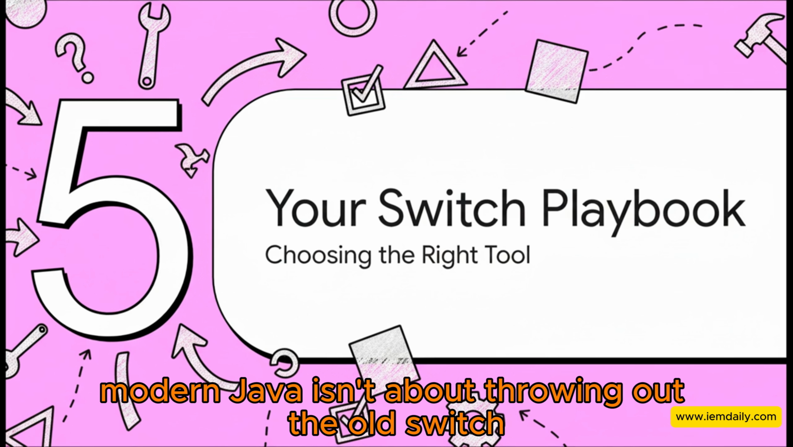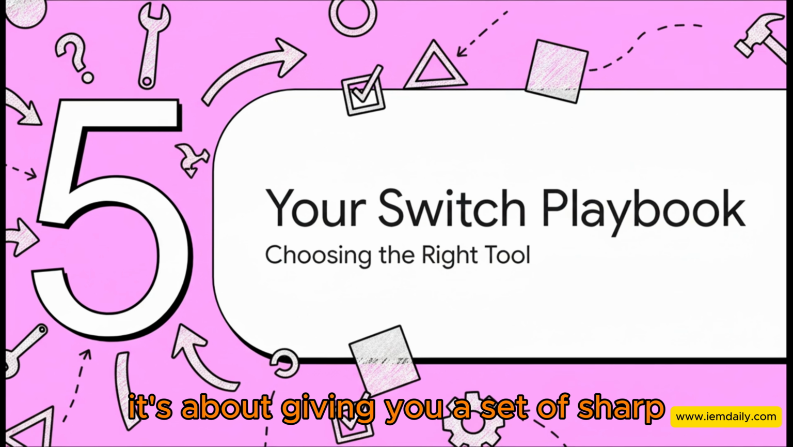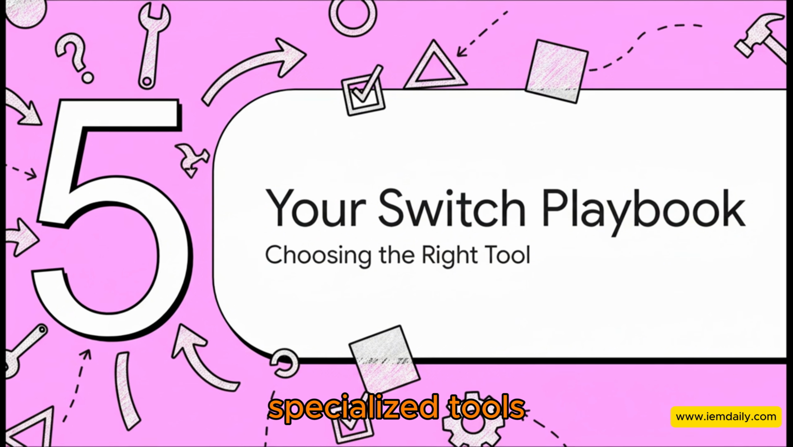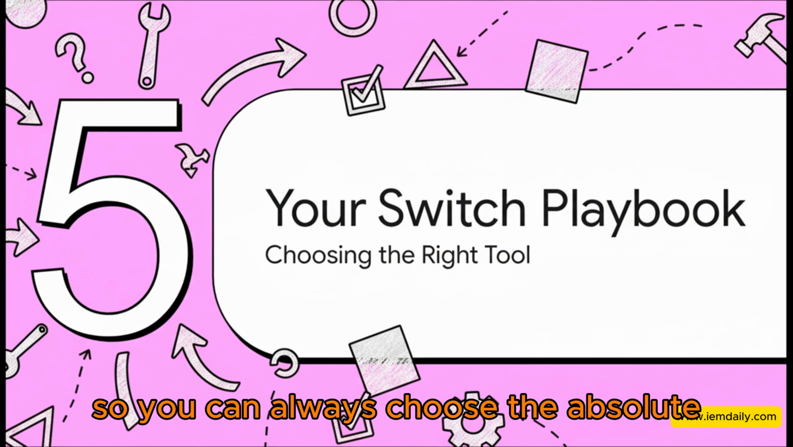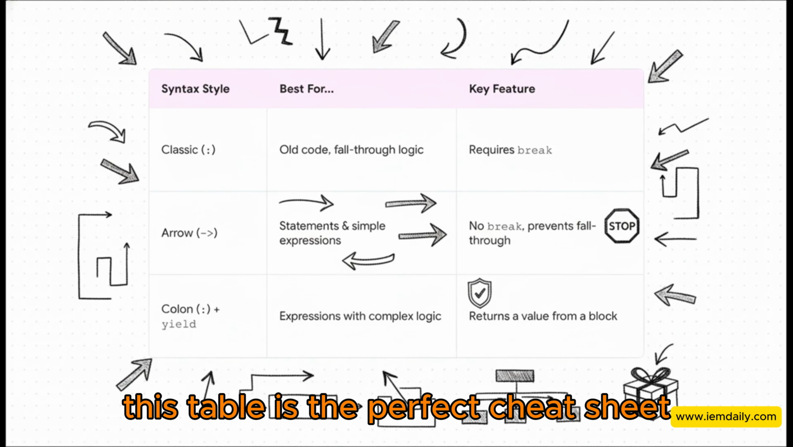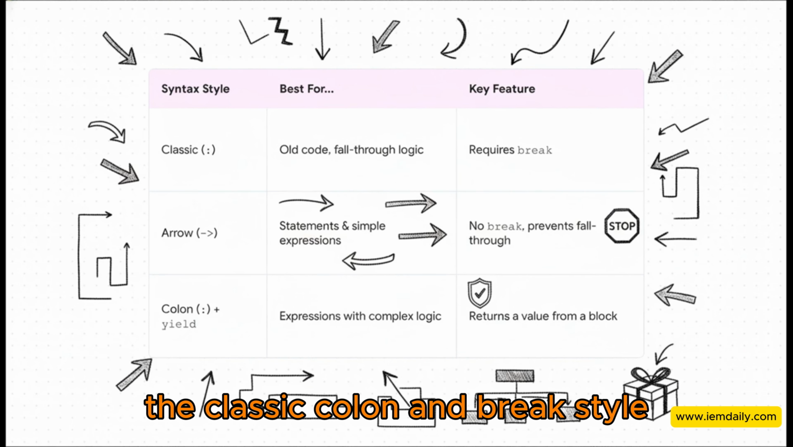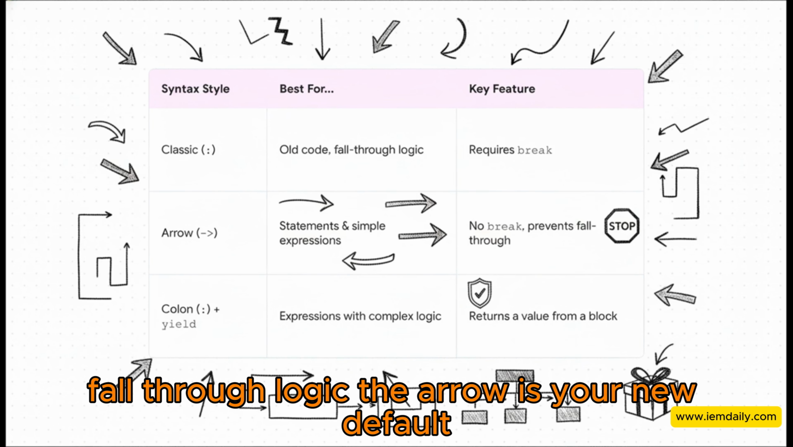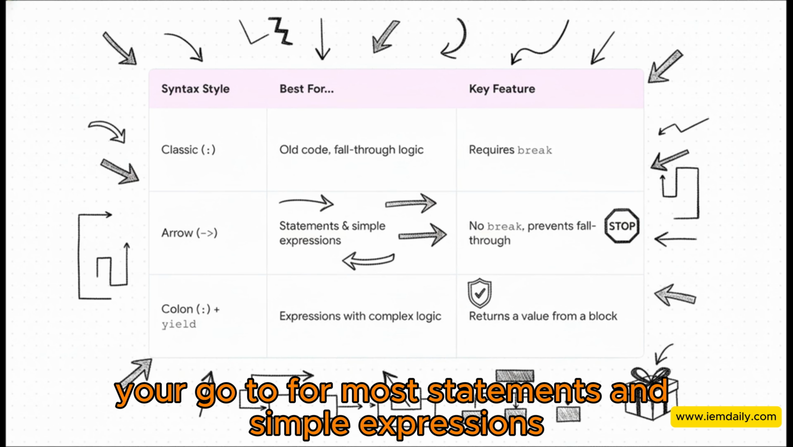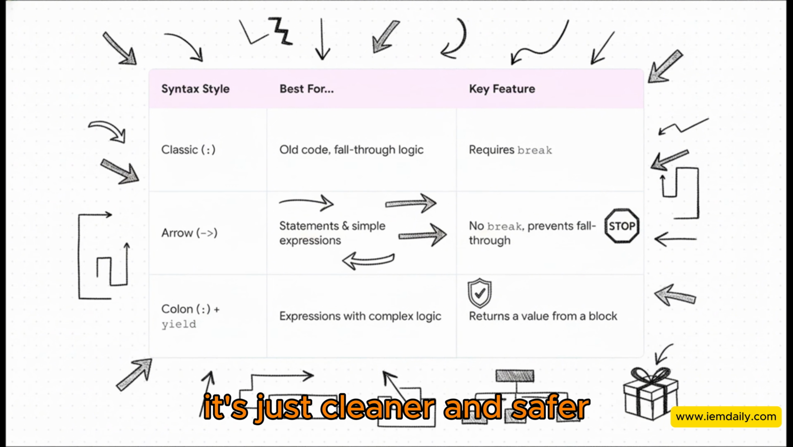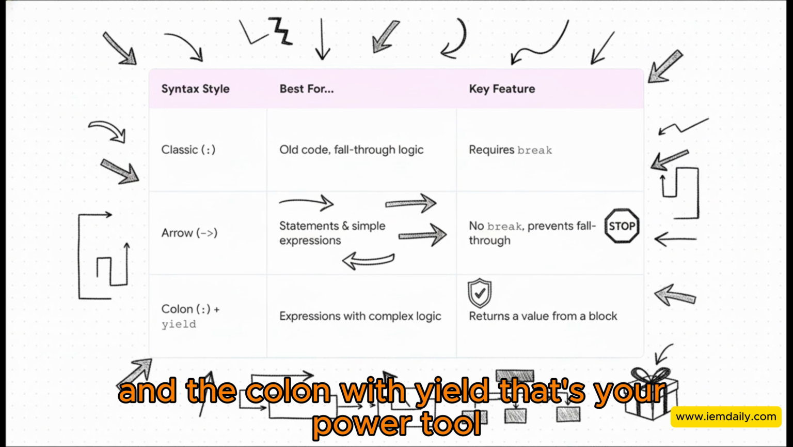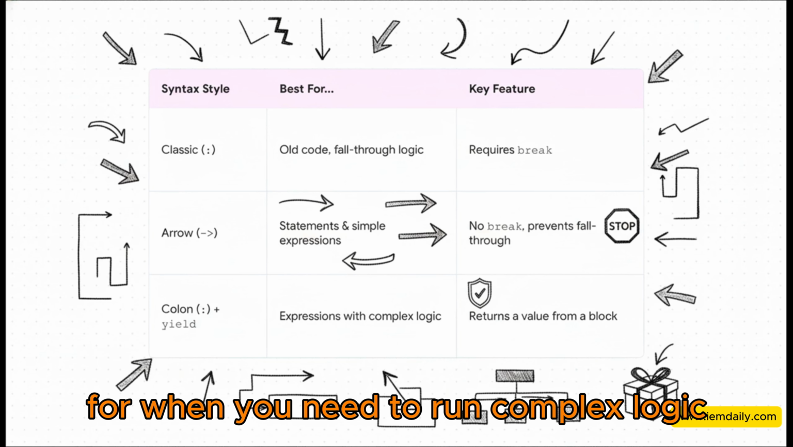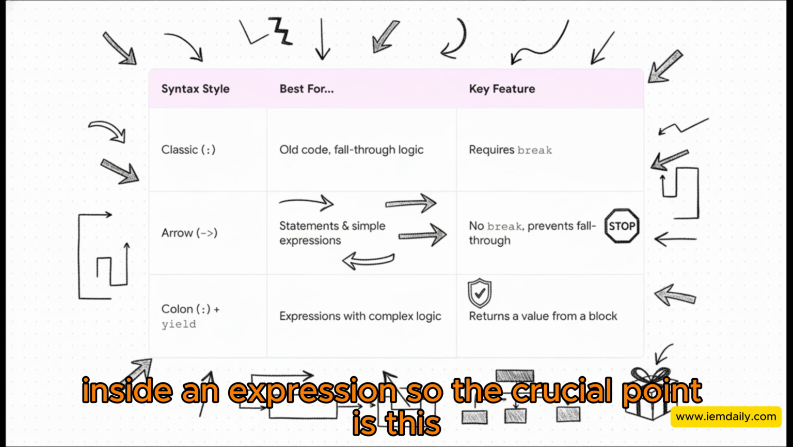See, modern Java isn't about throwing out the old switch. It's about giving you a set of sharp, specialized tools so you can always choose the absolute best one for the task at hand. This table is the perfect cheat sheet. The classic colon and break style, it's still there for legacy code or for those super rare times you actually want fall-through logic. The arrow is your new default, your go-to for most statements and simple expressions. It's just cleaner and safer. And the colon with yield, that's your power tool for when you need to run complex logic inside an expression.